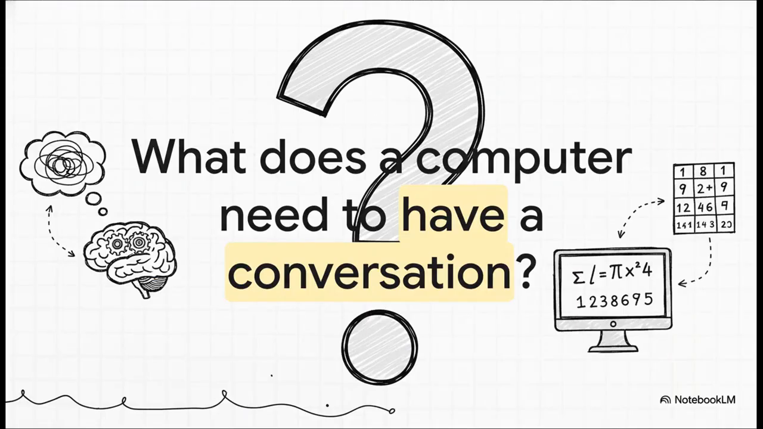So let's just start with a really basic question. What does a computer actually need to have a conversation? I mean, a real one, not just spitting back some pre-programmed lines. A genuine, back-and-forth chat. What's really going on under the hood to make that happen?